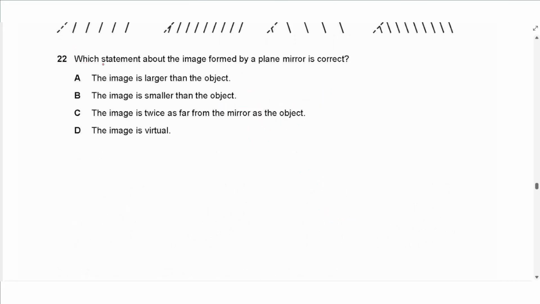Question 22 says which statement about the image formed by a plane mirror is correct? The image is larger, no. Smaller, again, no. Twice as far from the mirror as the object, no. It is the same distance. It is virtual, yes. So we choose D.